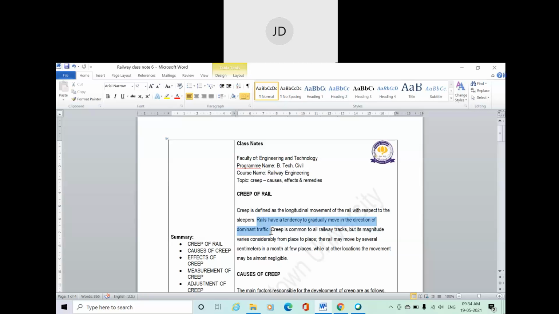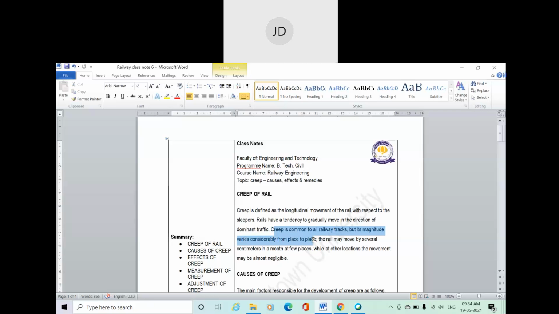That means, in a particular railway line, whether it is a one-way track or two-way track, it depends on in which direction trains move regularly. Okay, so depending on the dominant traffic direction, the rail has a tendency to move in that particular direction. Creep is going to happen in that direction only, along the direction of dominant traffic. Clear? Creep is common to all railway tracks, but its magnitude varies considerably from place to place.